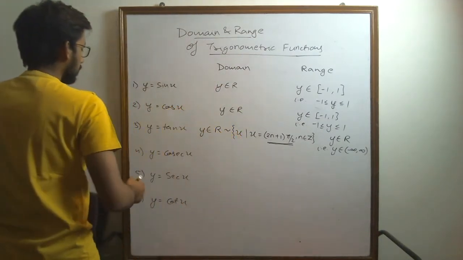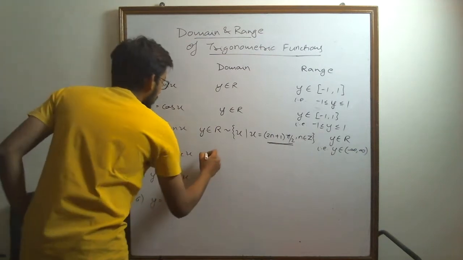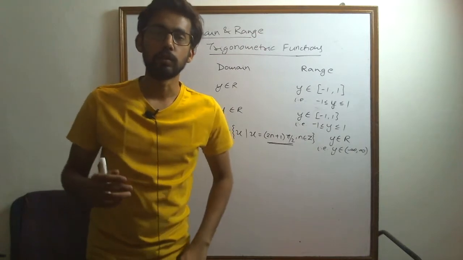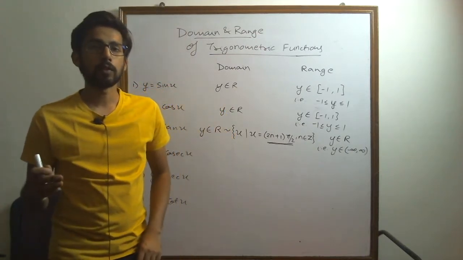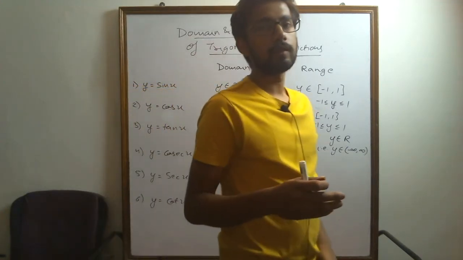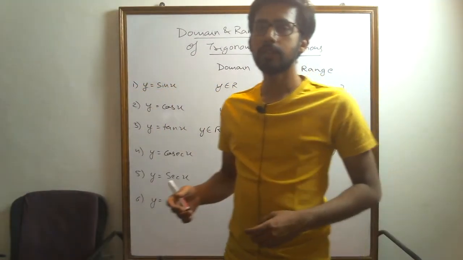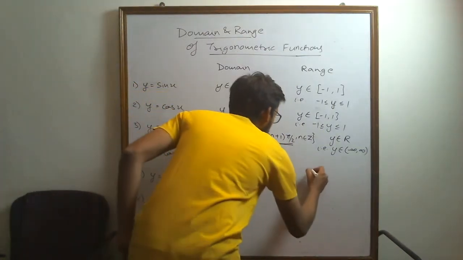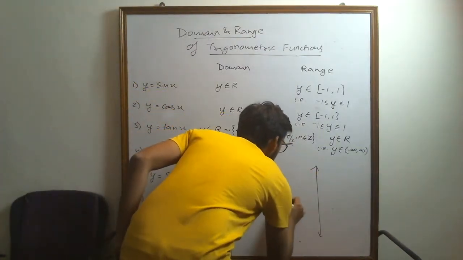Okay, the fourth function, y is equal to cosec x. Now cosec x is defined to be equal to 1 upon sin x. So we remove those values of x or those angles from real numbers for which sin x is 0, right? So sin x is 0. Where is sin x is 0? Let's see on the coordinate plane.